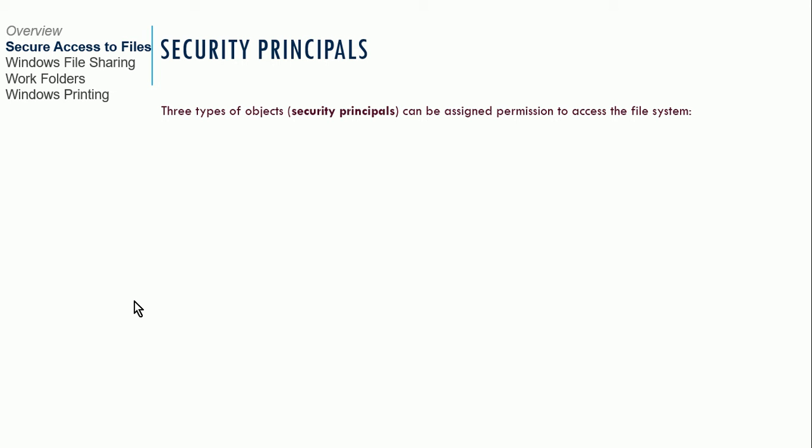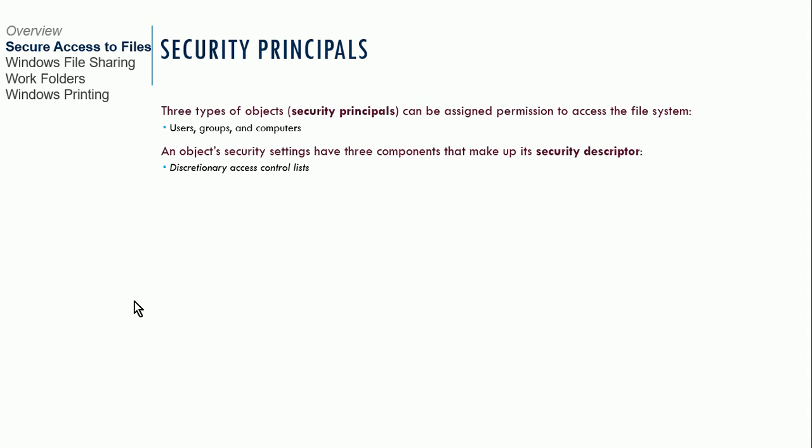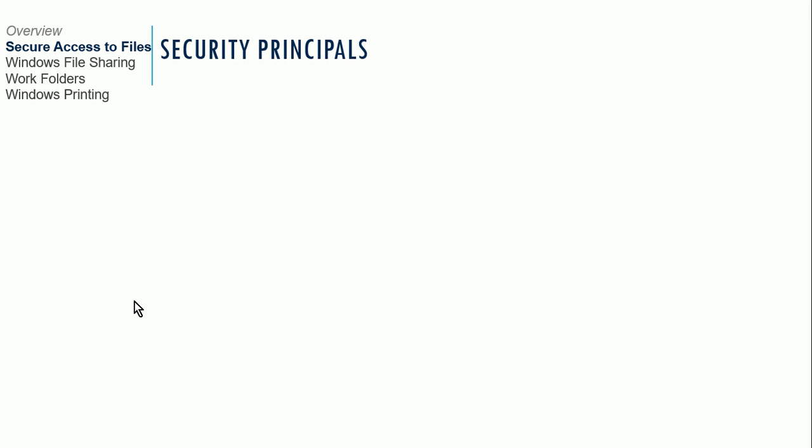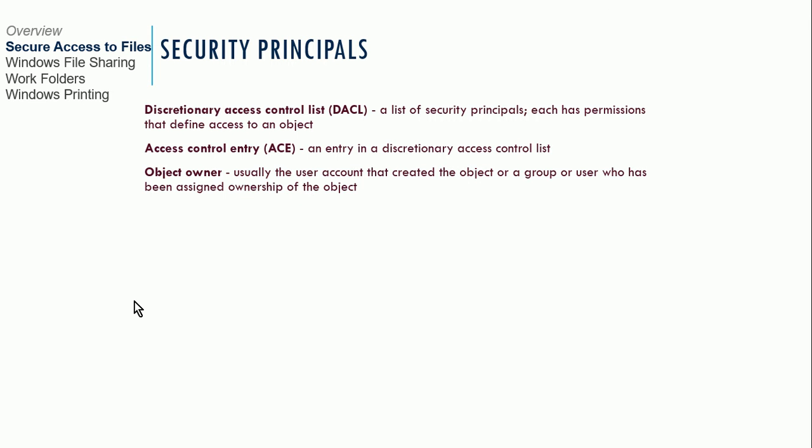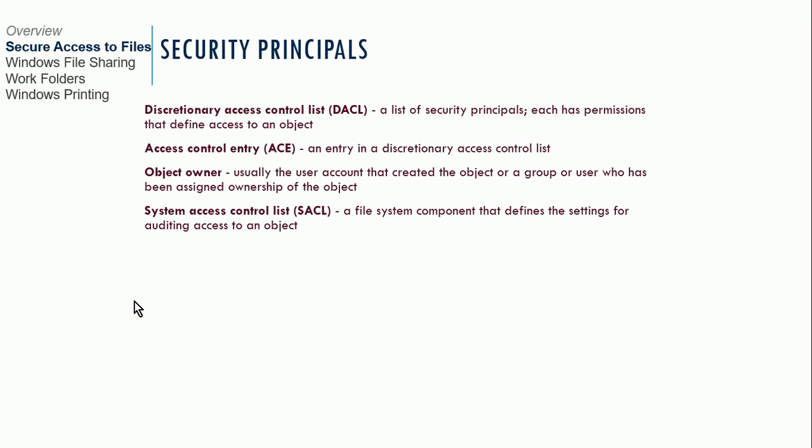There are three types of objects that can be assigned permissions in a file system: users, groups, and computers. An object's security settings have three components that make up its security descriptor: the discretionary access control list, or DACL, the object owner, and the system access control list. Let's talk about discretionary access control lists first. It's a list of security principals where each has permissions that define access to an object. An ACE is an access control entry. It's an entry in a discretionary access control list. And the object owner is usually the user account that created the object, or a group or a user who has been assigned ownership of that object.